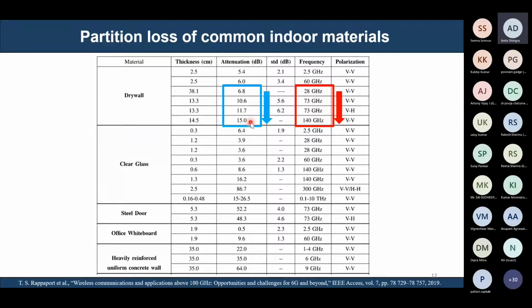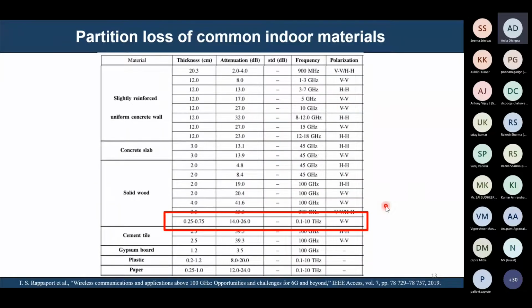We're going to face very high losses in partition materials. If you take glass as an example, for 0.1 to 10 terahertz, with just a minor thickness of glass, I'm going to face 15 dB at a thickness of 0.16 centimeter, and 26 dB of attenuation loss if the glass wall thickness is around 0.5 centimeter. So when we have to provide coverage in a building, we are going to face this kind of higher losses. This is a serious issue.